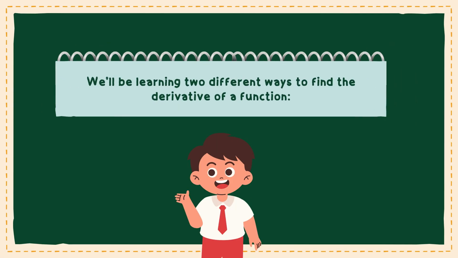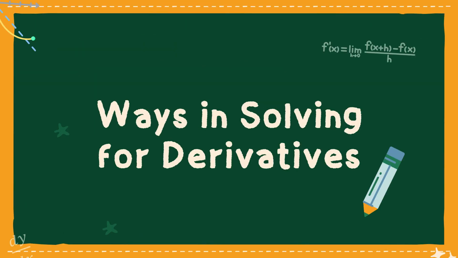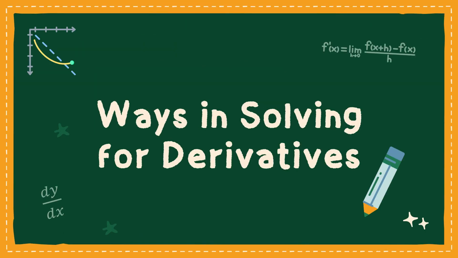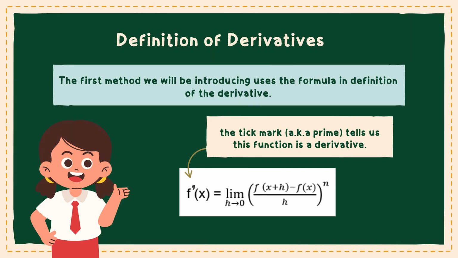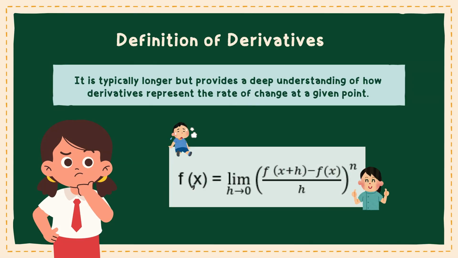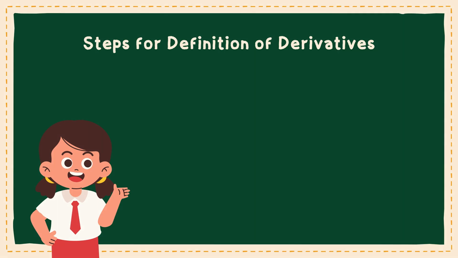We'll be learning two different ways to find a derivative function. The first method, we will be introducing the formula of the definition of the derivative. The tick mark, also known as prime, tells us that this function is a derivative. It is typically longer but provides a deep understanding of how the derivative represents the rate of change at the given point. Here are the steps in getting the derivative of a function.